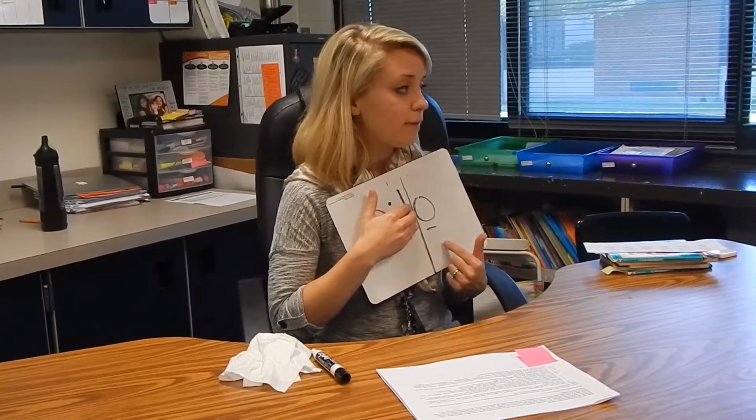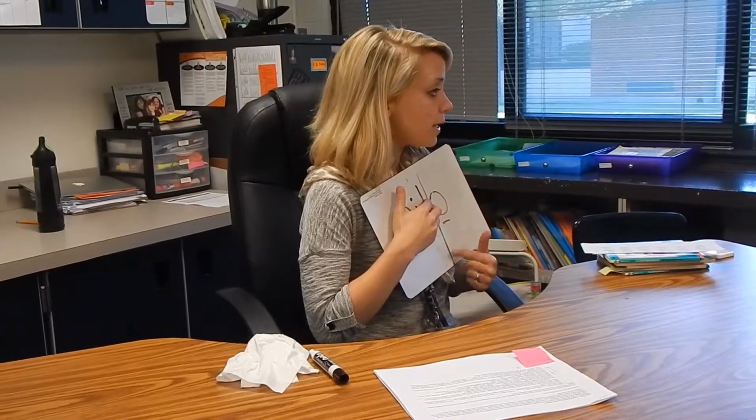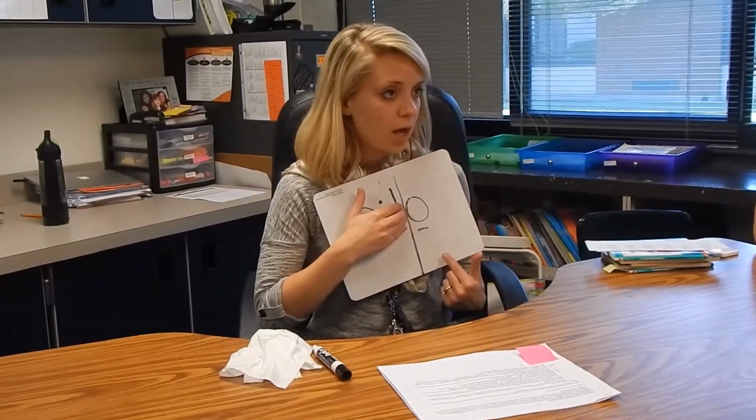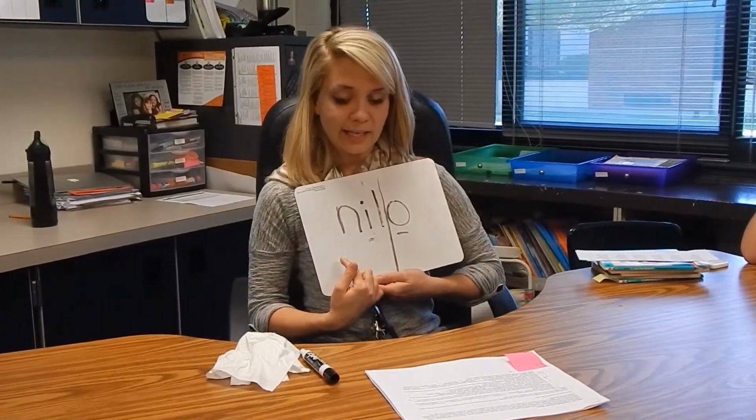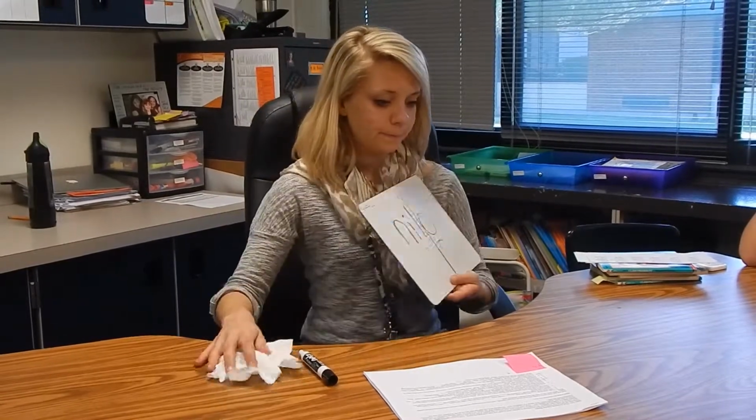And then I look at the second syllable. I have the letter O. The vowel is not closed in by anything, so it makes the long O sound, O. When I blend them together, I read it as nillo, nillo.